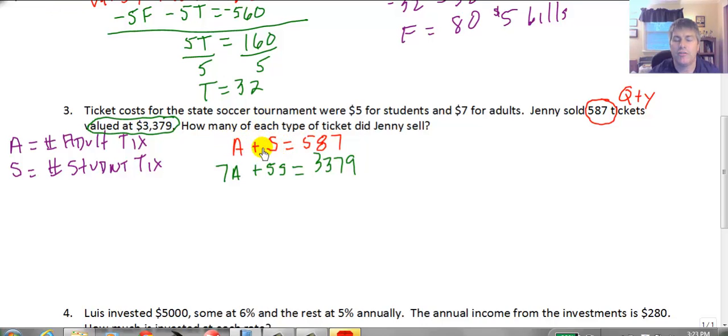Again, we could do substitution here. We could solve this for adult or student, A or S. I'm going to go ahead, though, and do linear combination. I'm going to multiply by -5. So I get -5a minus 5s equals -5 times 587, -2,935.